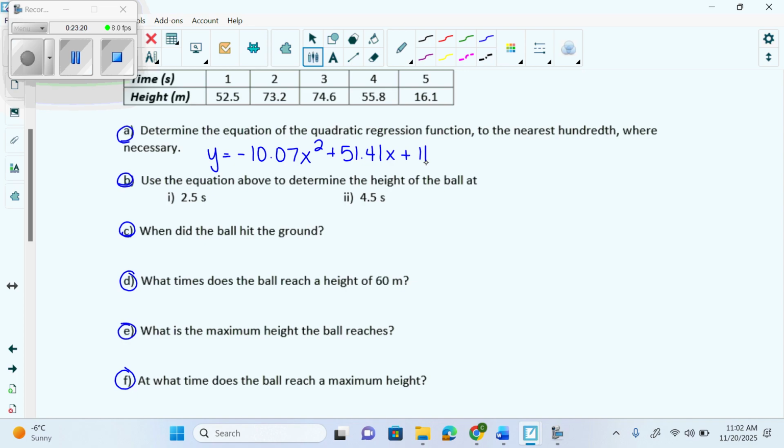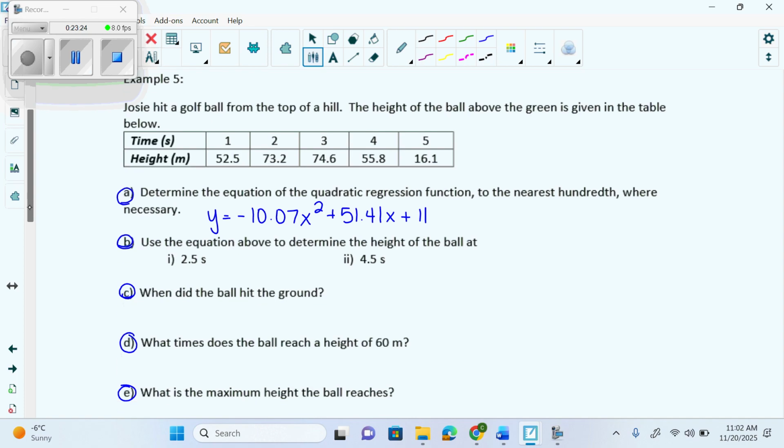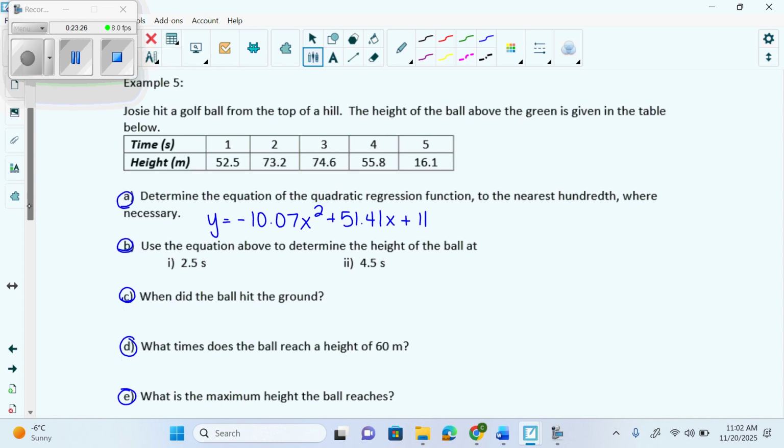Okay, I'm going to change my window. Let's talk about the window. We're talking about a golf ball. So I know I'm going to go from like 0 to 10, let's say, and then 1, and then 0 to 100 maybe. See if I can see the golf ball actually going in.